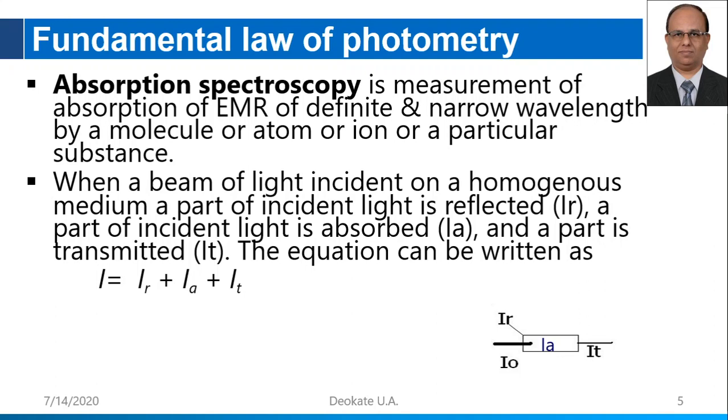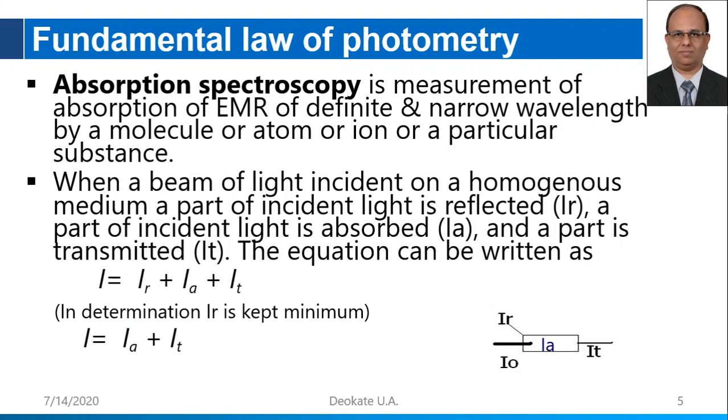Actually, in determination, we are keeping this reflection minimum by designing the instrument such that there will be no effect of reflection of the light. So only two phenomena will occur, that is, either there will be absorption or there will be transmission.